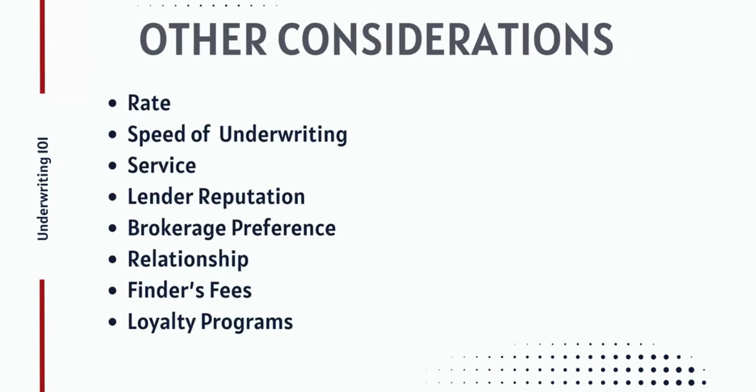Okay, something that we've gone through already, again, things to consider when selecting your lender: the rate, the speed of the underwriting. So if you know that this lender is going to take 5 days to get back to you, but you have a 3-day financing condition, pick somebody else. How good service they give you and what their reputation is.